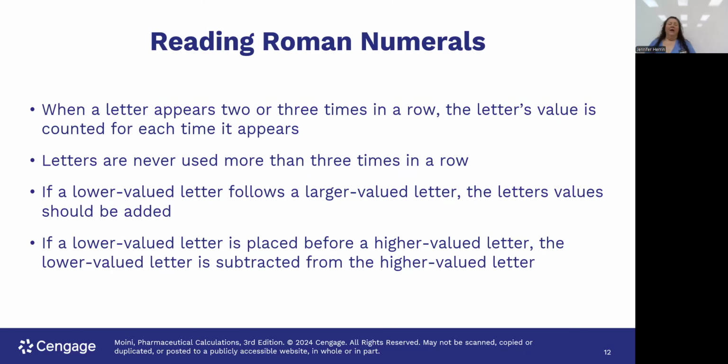So when we are reading our Roman numerals, when a letter appears 2 or 3 times in a row, the letter's value is counted for each time it appears, or we're going to add the letter's value. Roman numeral letters will never be repeated more than 3 times in a row. So that is why the number 4 is expressed with an IV instead of 4 I's.